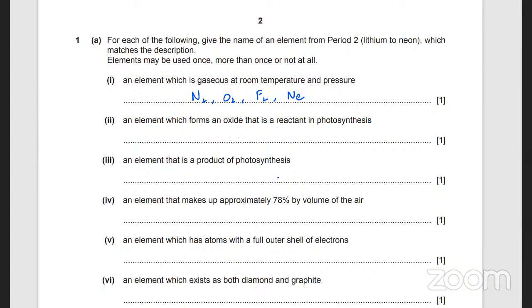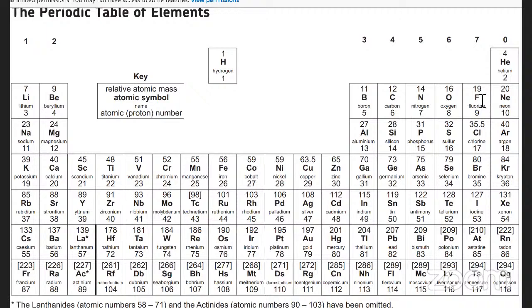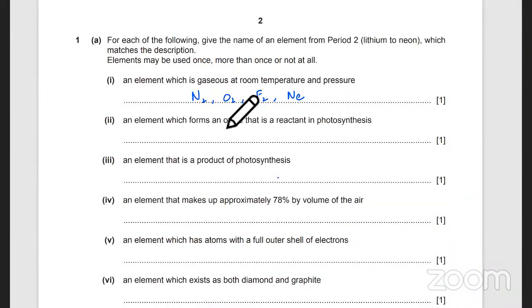Next one is an element which forms an oxide, which is a reactant in photosynthesis. ठीक है, तो बताओ इनमें से which oxide is a reactant in photosynthesis? Photosynthesis की equation बताओ. What is the equation for photosynthesis? CO2 plus, हाँ ठीक है, carbon dioxide plus water gives us oxygen plus glucose, C6H12O6, under the condition of chlorophyll and sunlight. So the answer is carbon dioxide.